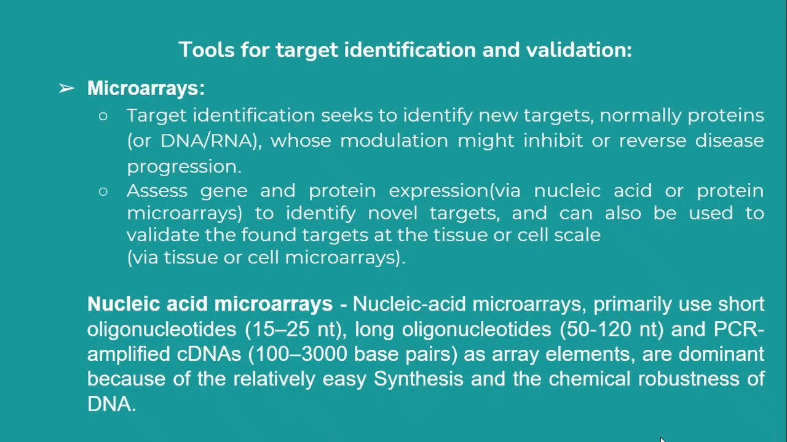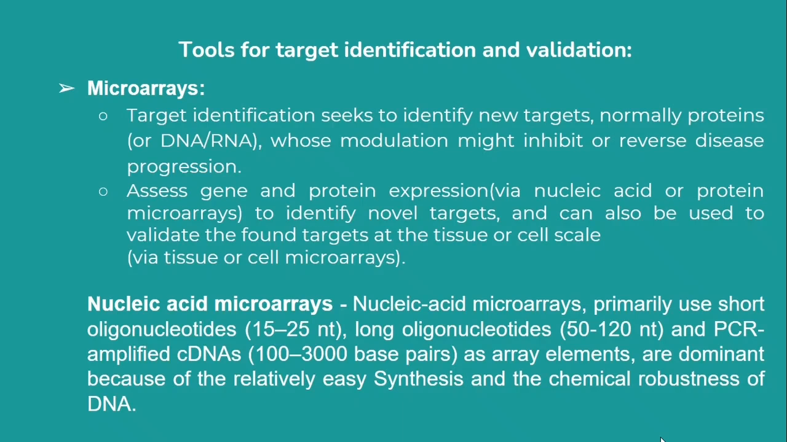Now, one by one, let's see the tools for target identification and validation. The first one is the microarray. Target identification seeks to identify new targets, normally protein or DNA or RNA, whose modulation might inhibit or reverse disease progression. Current technologies enable researchers to attend the correlation changes in genomic and proteomic expression with human disease in hope of finding a new target. Assessing gene and protein expression can identify novel targets and can also be used to validate the found targets at the tissue and cell scale.